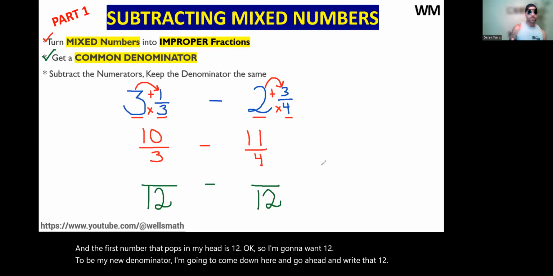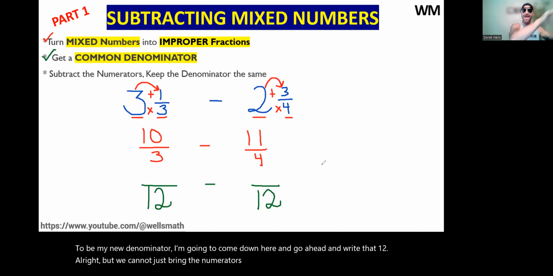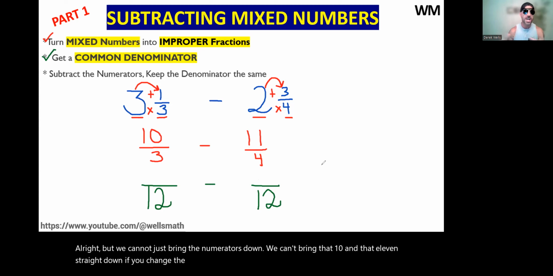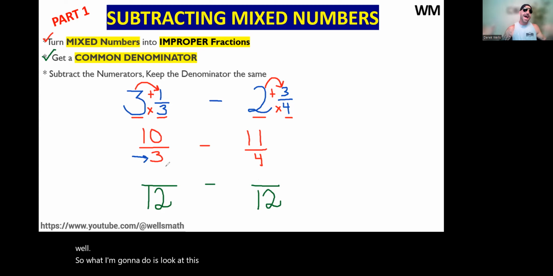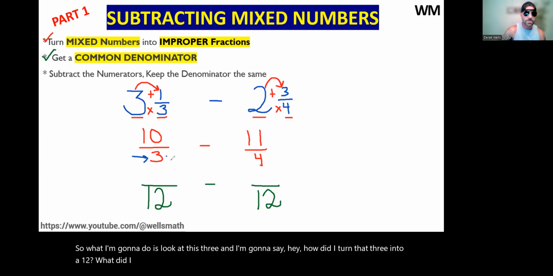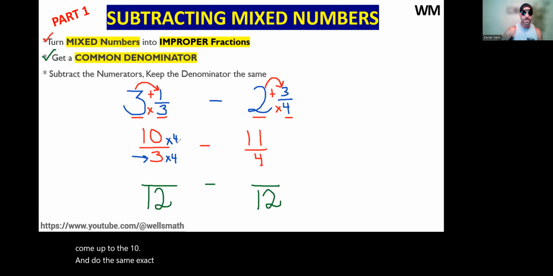All right, but we cannot just bring the numerators down. We can't bring that 10 and that 11 straight down. If you change the denominator, you're going to have to change the numerator as well. So what I'm going to do is look at this 3, and I'm going to say, how did I turn that 3 into a 12? What did I multiply it times? Well, I multiplied the 3 times 4 to equal 12. So now I'm just going to come up to the 10 and do the same exact multiplication problem. 10 times 4 is 40.